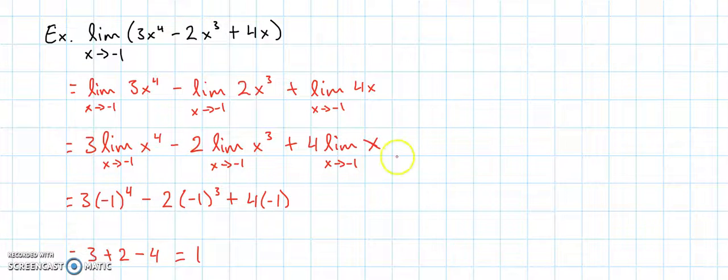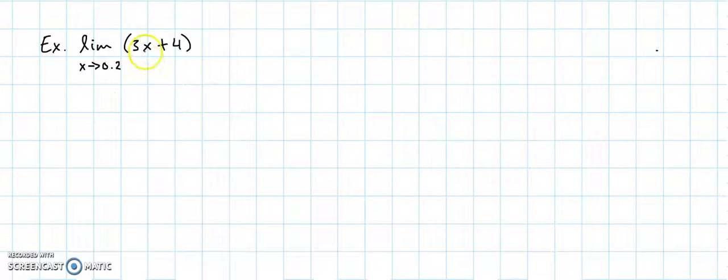After this step, we can then plug in negative 1 for x. And when we do that, we can see that as x approaches negative 1, the limit for this function is 1. The sum and constant multiple laws come in very handy when dealing with more difficult problems.